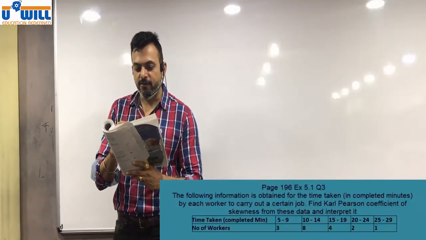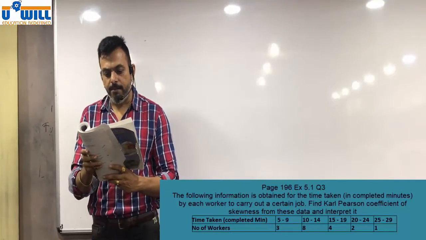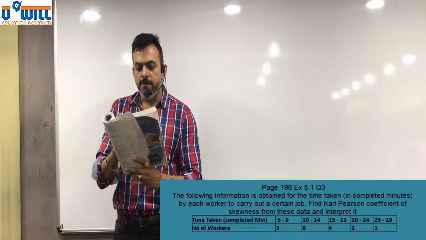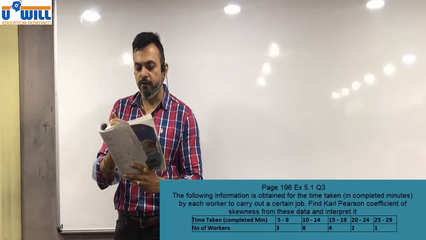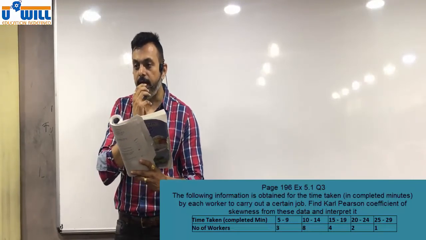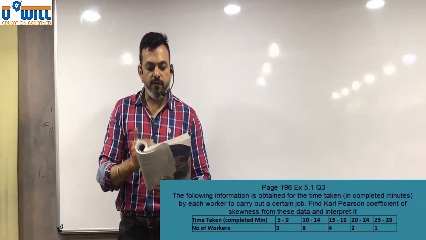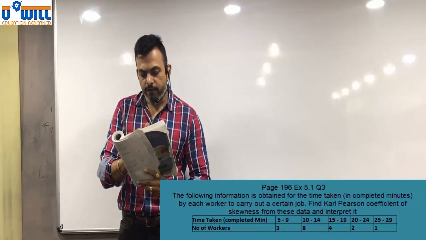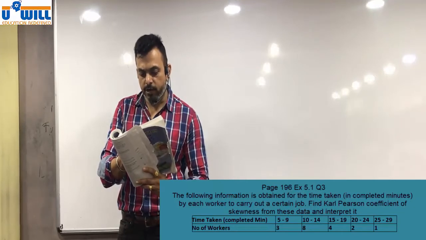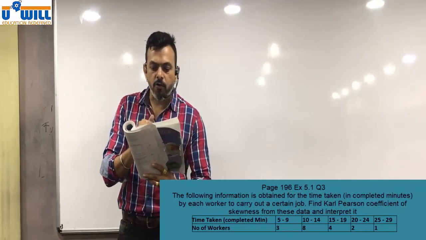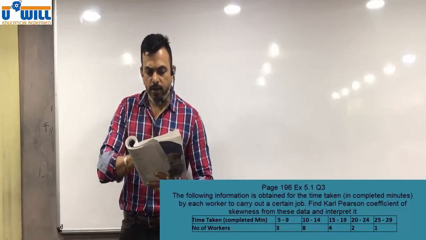The following information is obtained for the time taken in completed minutes by each worker to carry out a certain job. Find Karl Pearson coefficient of skewness from these data and interpret it. Now over here, we have to see which formula we have to use. So 5 to 9, 10 to 14, 15 to 19, 20 to 24, 25 to 29. Equal or unequal? Equal. So not a problem.